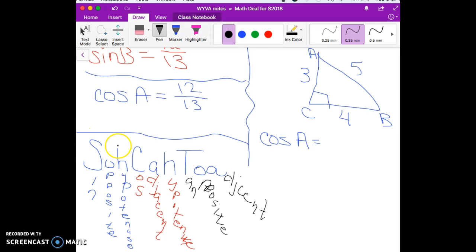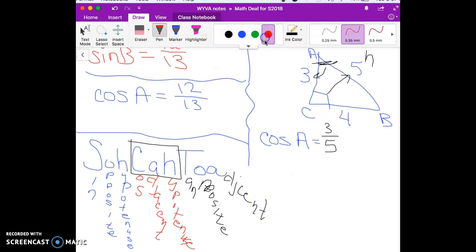SOHCAHTOA. So I'm looking at the SOHCAHTOA and I need cosine. So I need A and H. If I'm looking at angle A, the side right next to it is 3, because this 5 is always my hypotenuse. So cosine of A would be 3 over 5.